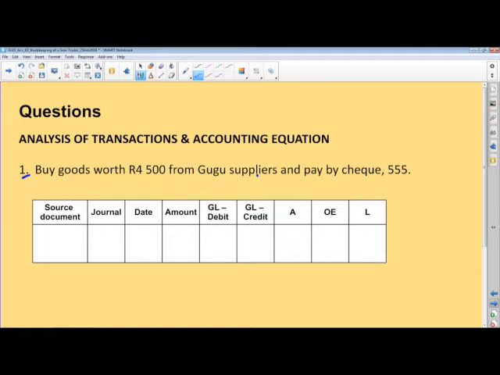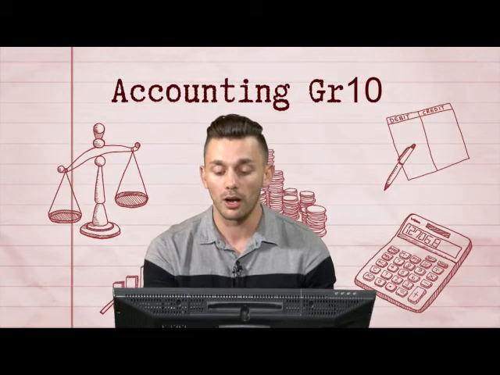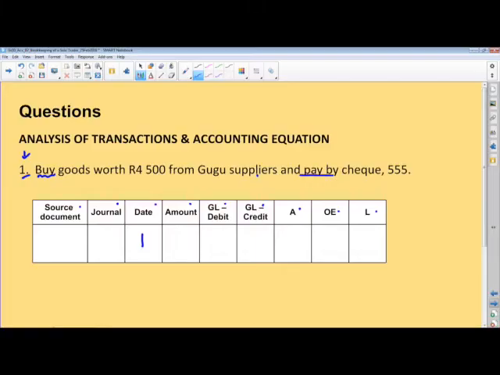Now let's go and see. Do we have the date? We have the date. And as you can see, we have columns here. We have the source document. We have the journal, the date, the amount, general ledger debit, general ledger credit. We have assets, owner's equity, and liability columns. Now let's see. On the first, that's your very first one, we buy goods. And how are we buying these goods? We are paying by check. Great. Do we have the check number? Yes, we have check 555.